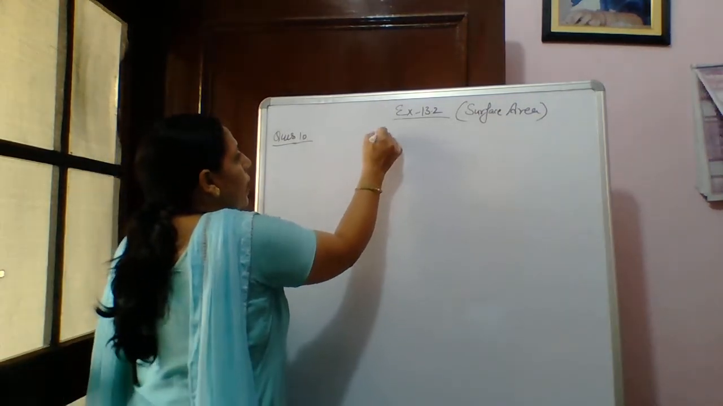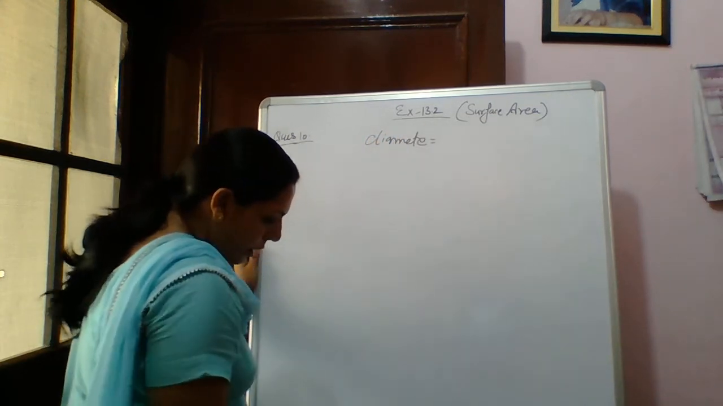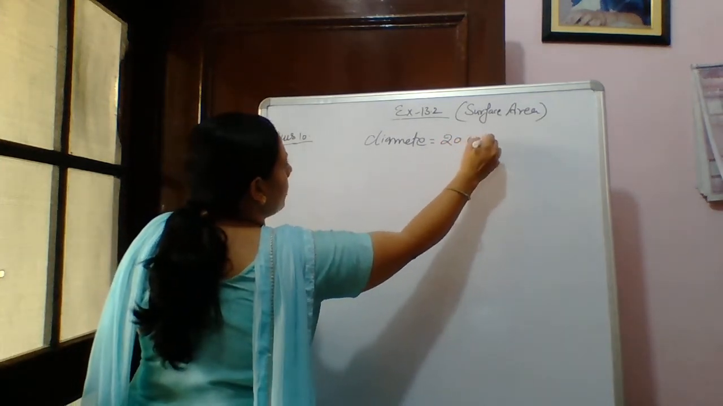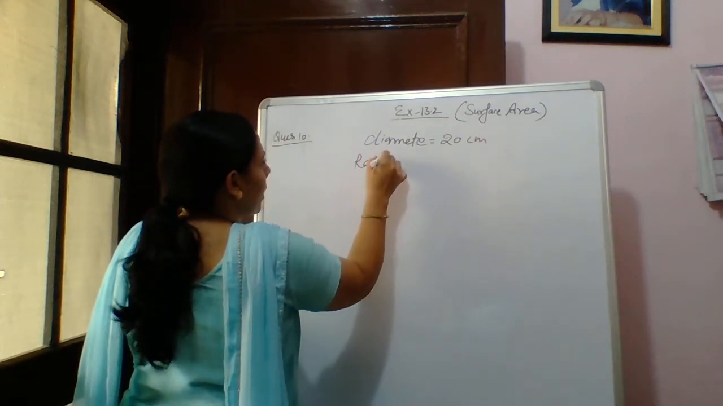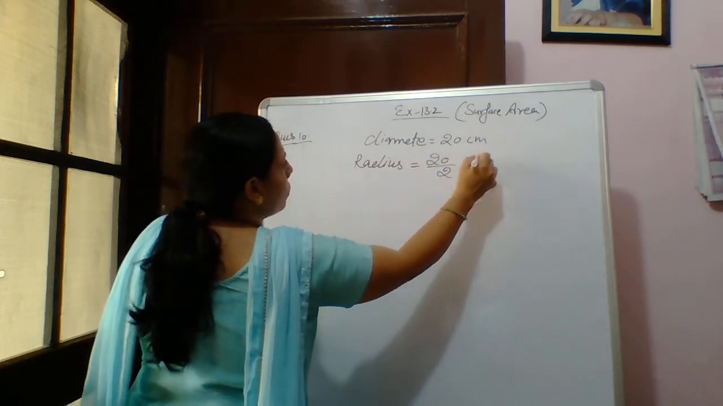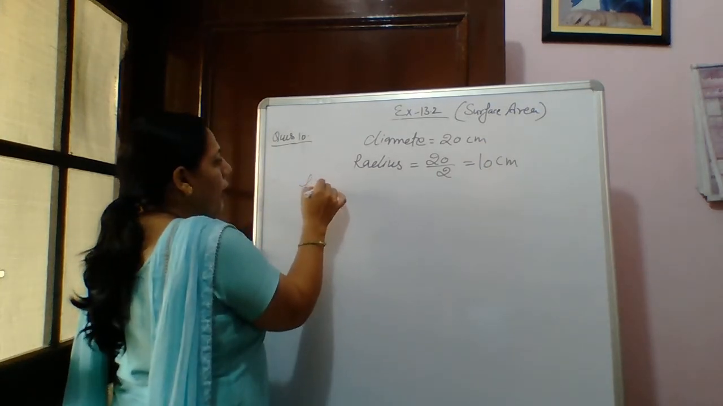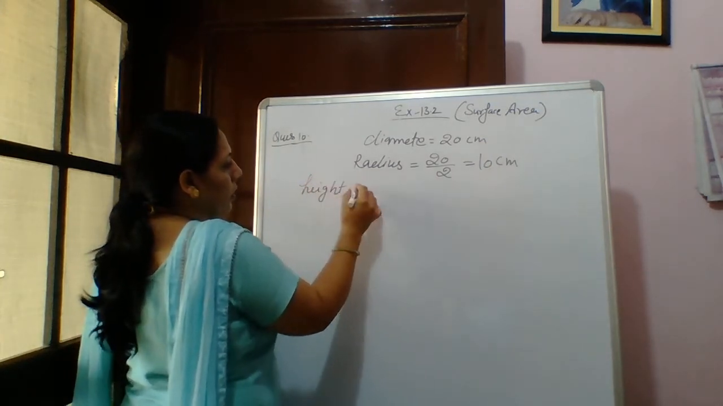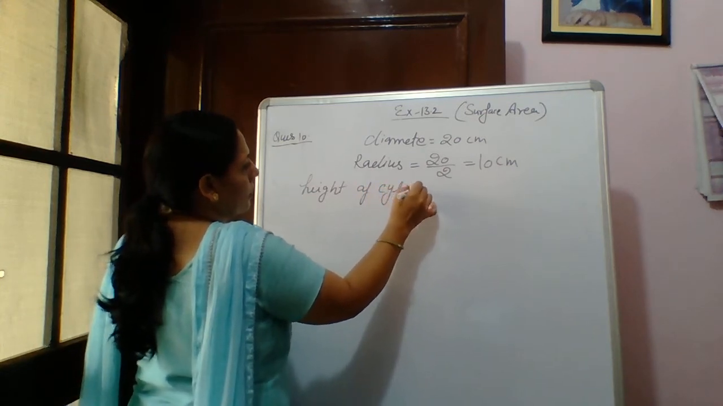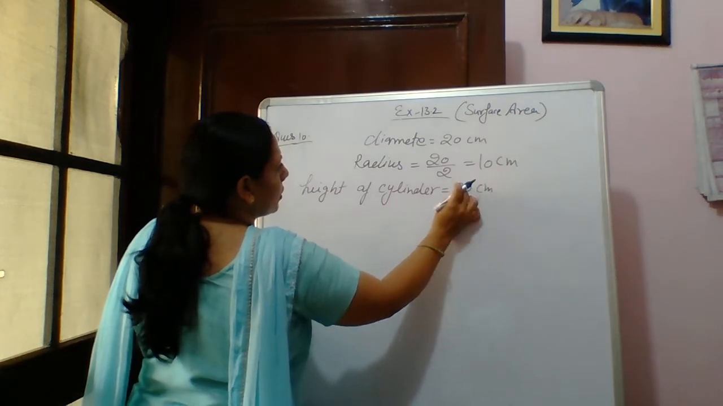So what is the diameter? How much diameter is given? Diameter is 20 cm. So find the radius, that is 20 by 2, 10 cm. Height of cylinder, you can write here 30 cm.